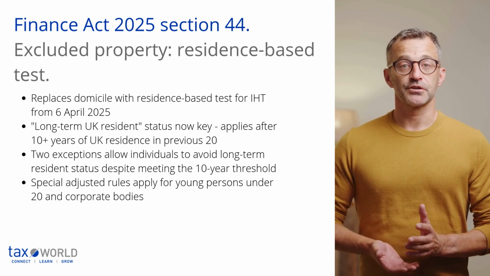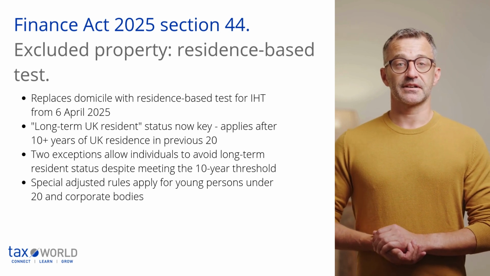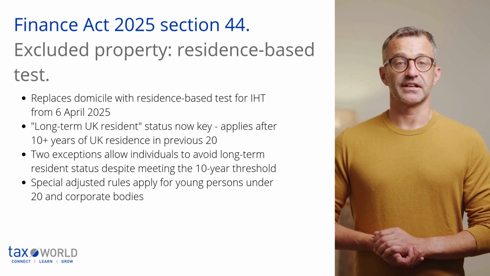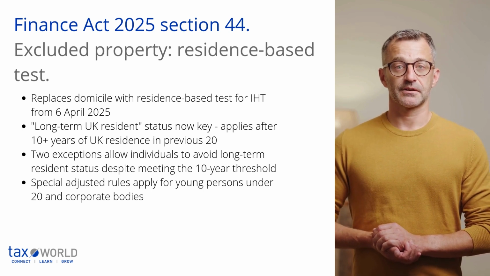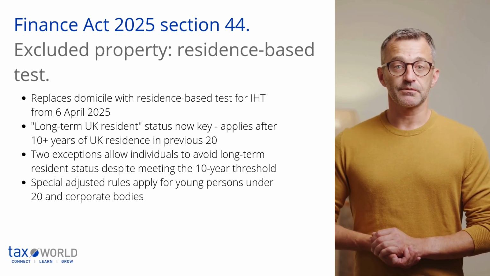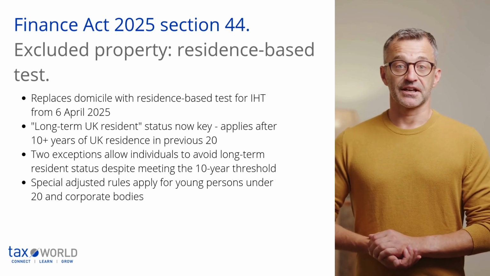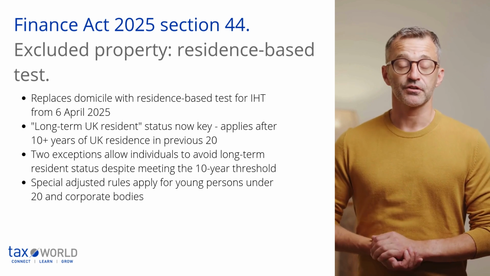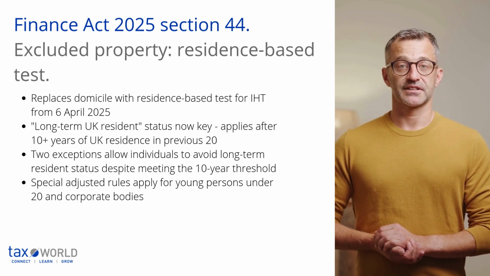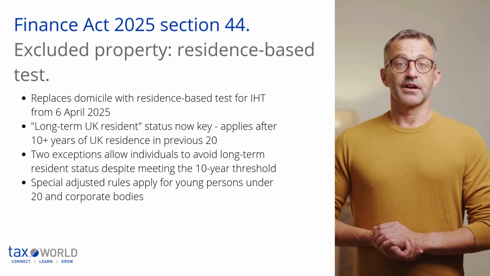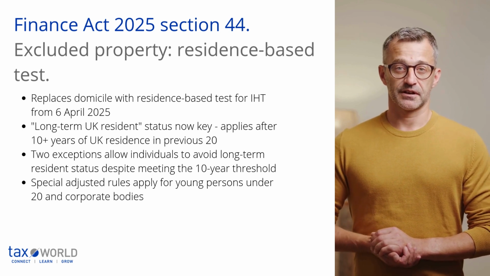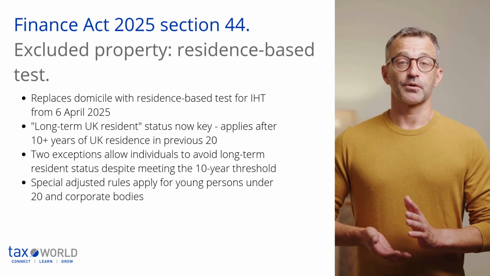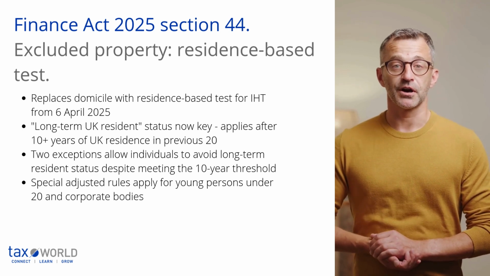Firstly, if they were non-UK resident for any 10 consecutive tax years during the 19 tax years before the current tax year. Secondly, through the tail period exception, where individuals who leave the UK can avoid long-term resident status after being non-UK resident for a specific consecutive period. This period ranges from 3 to 10 years, scaling up based on how many of the last 20 tax years they were UK resident before departure.